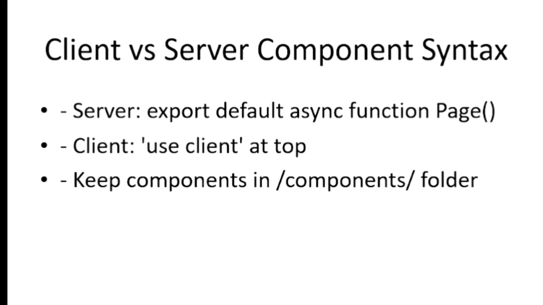Now, let's understand the client versus server component syntax difference. How do we differentiate client and server components? By default, files in the app folder are server components. You don't need to do anything special, but if you want a file to run on the client, like one that handles interactivity, you must add use client at the top. This tells React to bundle and send the component to the browser. Keep your client-side logic separate and clean and let the server handle the heavy lifting. This is the main thing. So 3 points which we have mentioned. First is server, export default async function page. Second, client, use client at the top, and always keep components in the components folder.